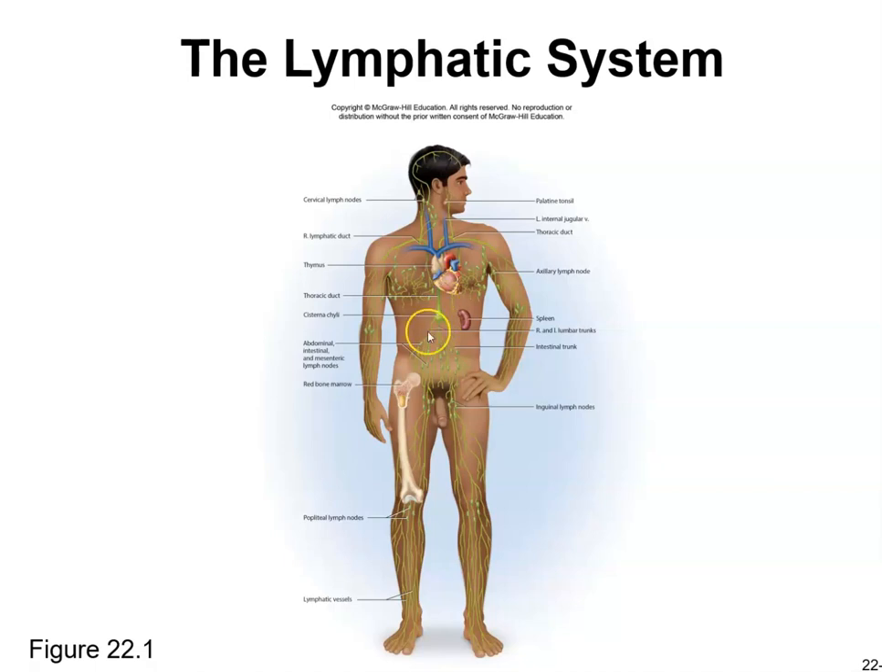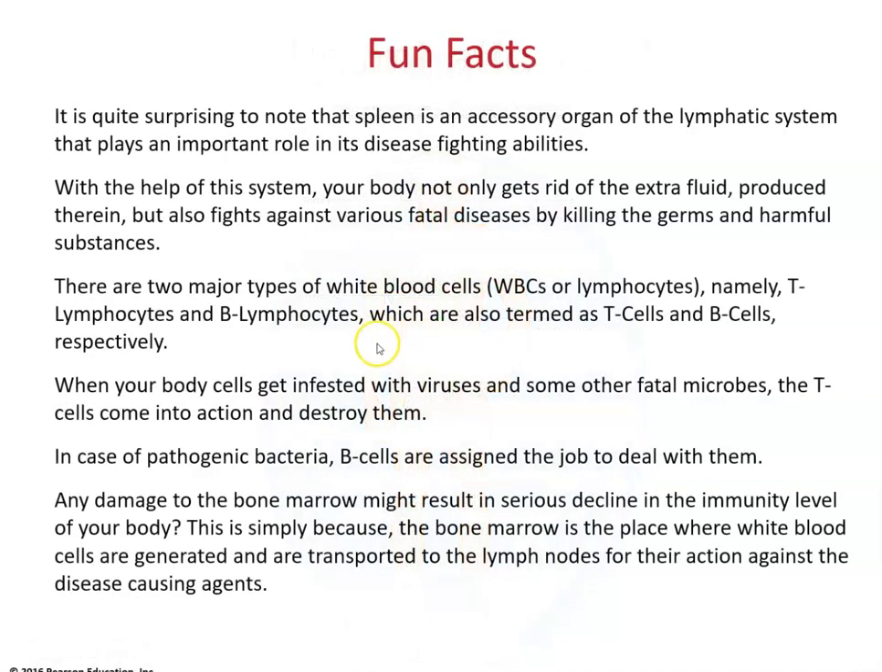It's coming up. There's a spleen. That's part of the lymphatic system. All right, it's quite surprising to note that the spleen is the accessory organ of the lymphatic system that plays an important role in its disease-fighting abilities.